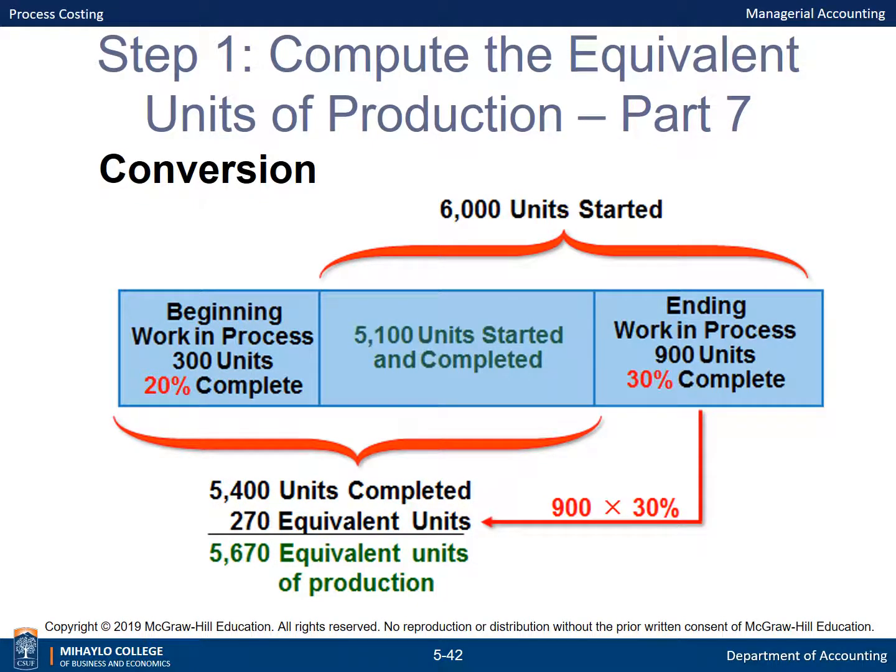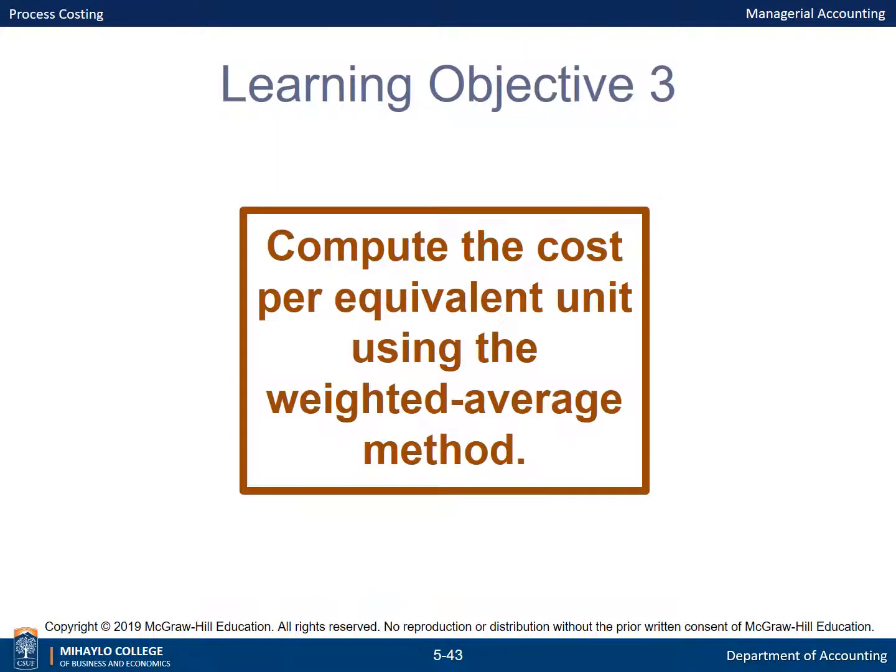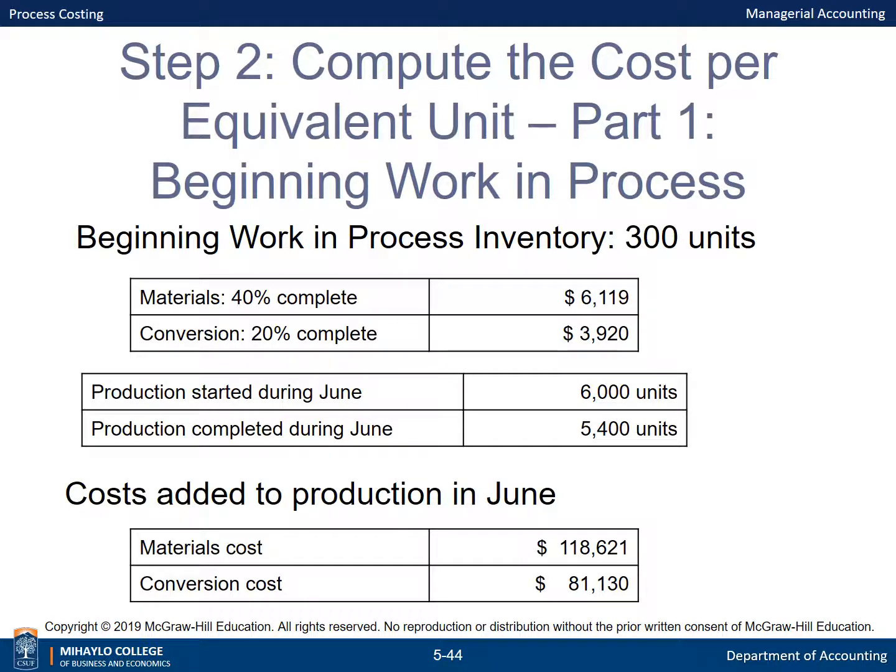Here is a visual showing the computation of equivalent units as to conversion. The equivalent units of production equals the 5,400 units completed plus the 270 equivalent units in ending work in process. Learning Objective 3 is to compute the cost per equivalent unit using the weighted average method. This slide details the cost of beginning work in process inventory and costs added to production in June that is needed to compute the cost per equivalent unit.